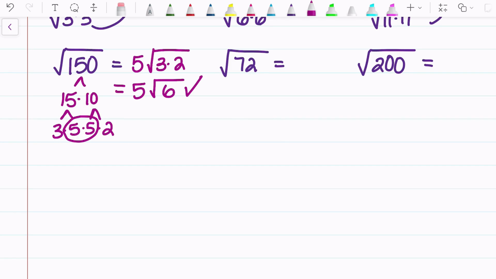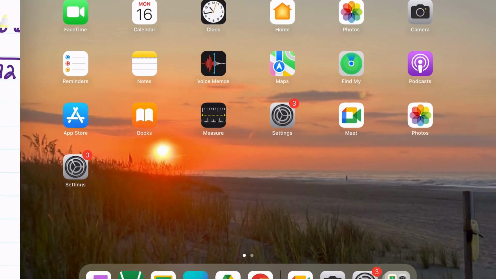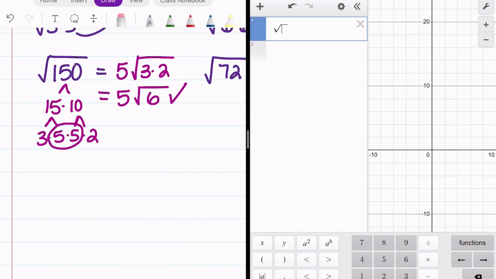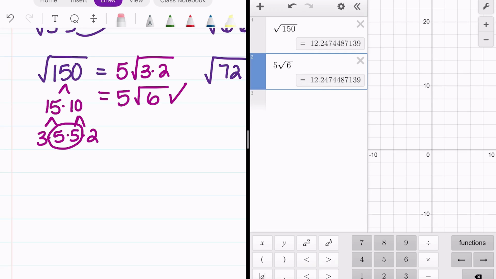Now, to check to see if you have done this correctly, you can type in your calculator the original square root problem, square root of 150. It's going to give you a decimal, an irrational number. Then you can type in your simplified version, and these two should be the same number. All right.